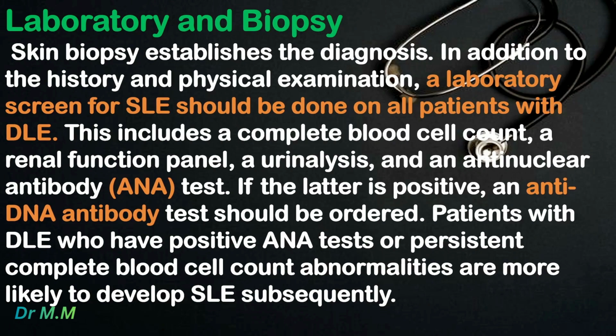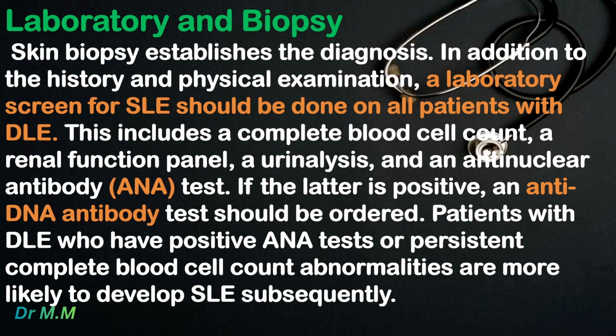Laboratory and biopsy. Skin biopsy establishes the diagnosis. In addition to the history and physical examination, a laboratory screen for systemic lupus erythematosus should be done on all patients with Discoid Lupus Erythematosus. This includes a complete blood cell count, a renal function panel, a urinalysis, and an antinuclear antibody, or ANA, test. If the latter is positive, an anti-double-stranded DNA antibody test should be ordered.